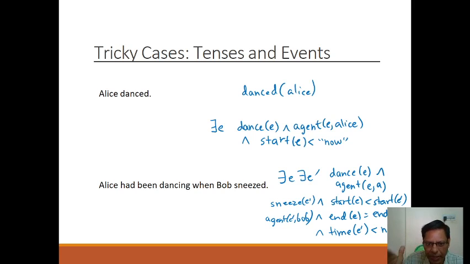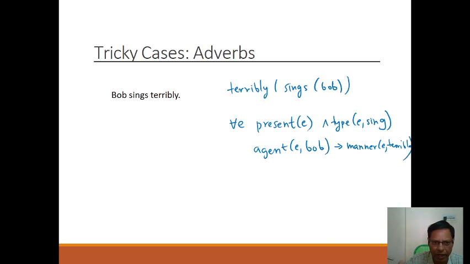How the statement is converting into the logical form. Alice had been dancing when Bob sneezed. Okay, so sneezed, and here it is a Boolean relation. Start sneezing, end time, and so on. Okay, like this. So, tricky cases sometimes.